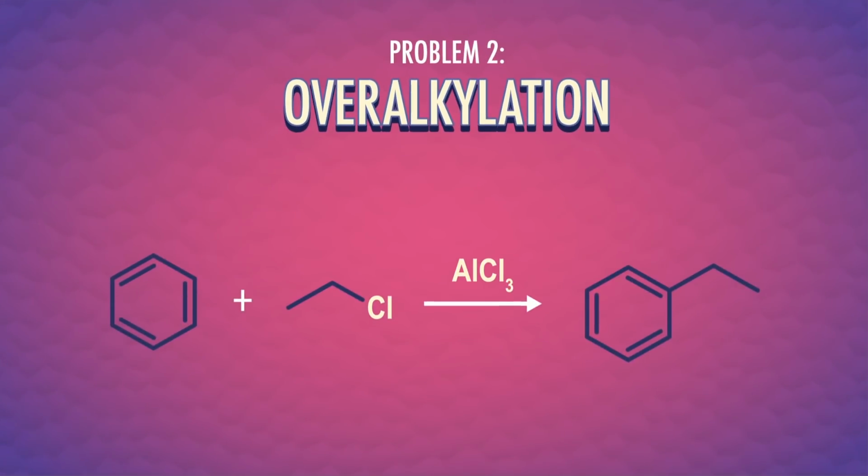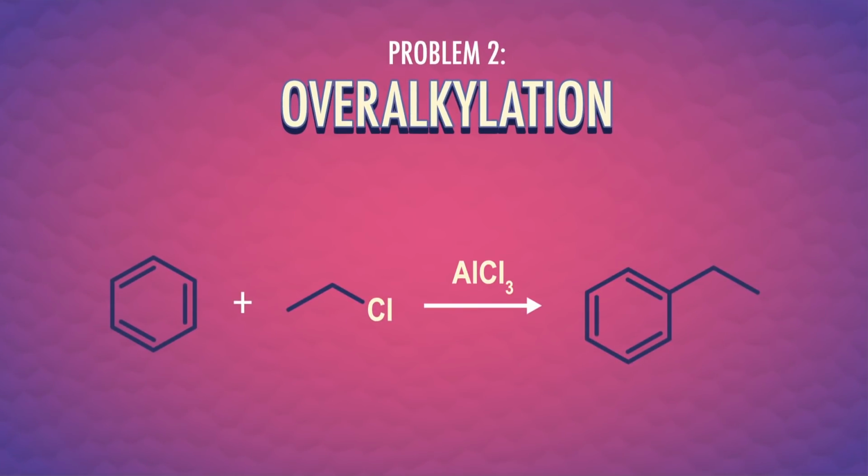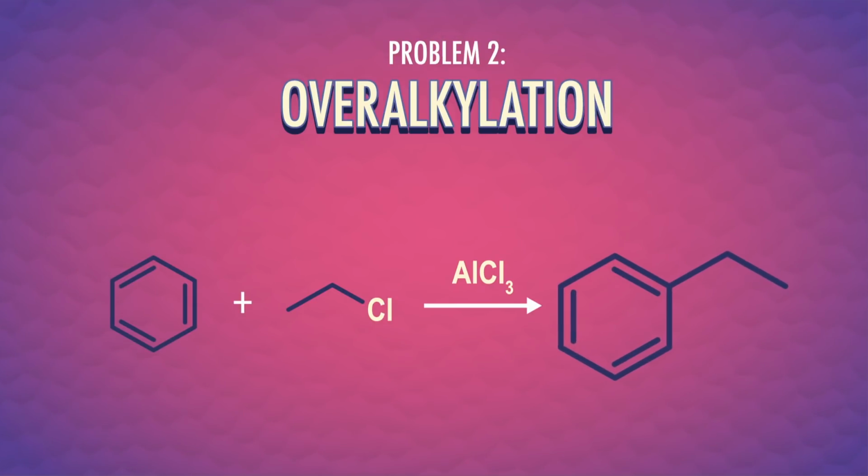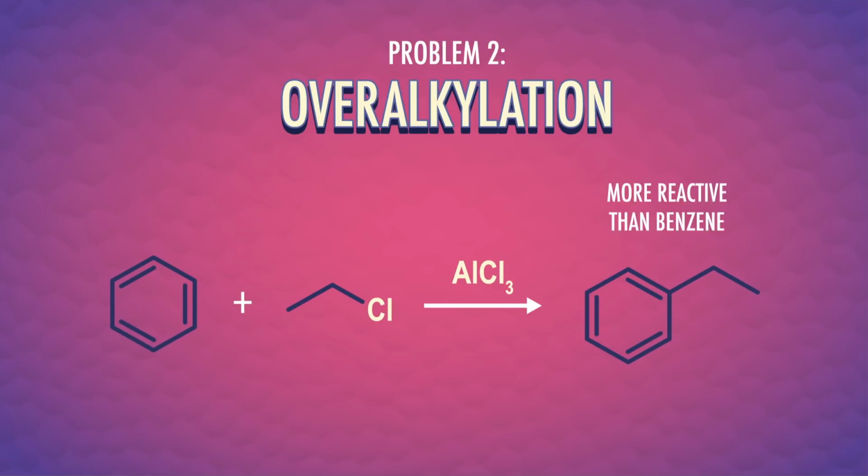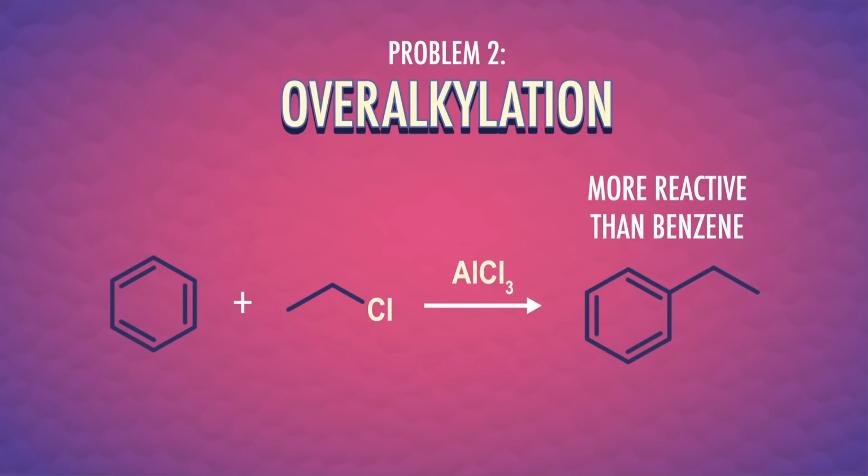Problem two is overalkylation. On the flip side to our alkylation reactions not working at all, they can also work almost too well. Because the alkyl groups are electron donating, the alkyl benzene we generate is more reactive than the original benzene. So we could accidentally cause a domino effect of adding more and more alkyl groups to the ring.